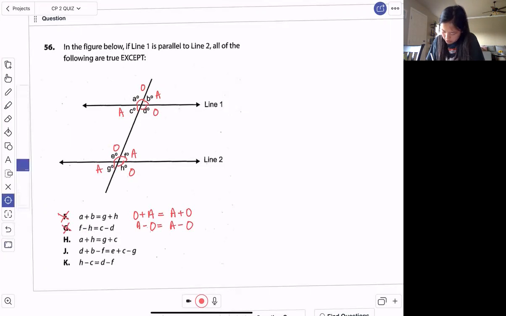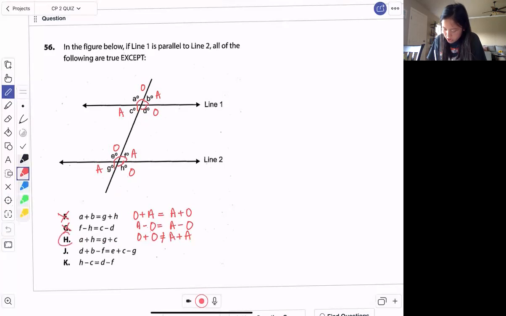All right, let's try out H here. This is A, which is an obtuse, plus an H, which is obtuse. So they're both obtuses. And G is an A. Ooh, I can already see there's something wrong. And C is an A, which is an acute. So these are not equivalent because the obtuse are going to be way larger than the acute. So I think H is the one that doesn't work here, is not true.